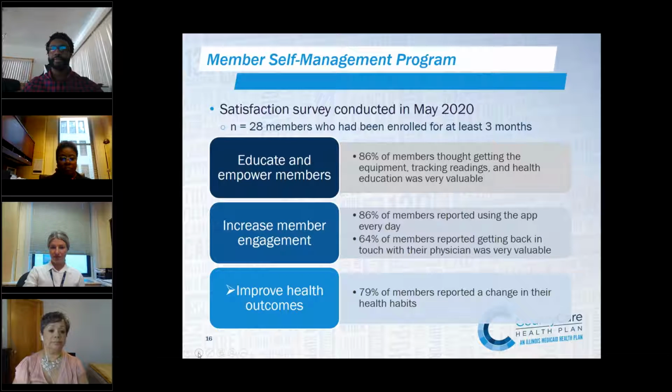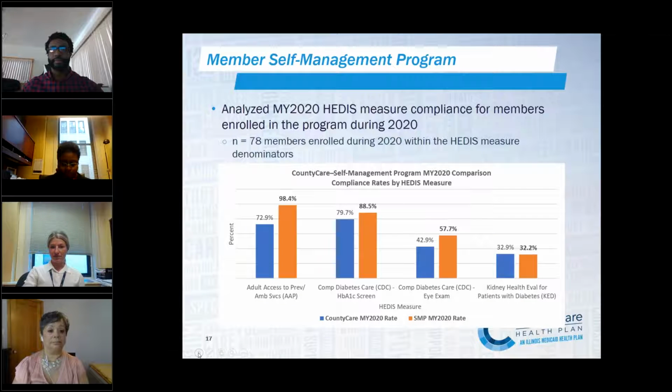To assess improvements on the next slide, with members receiving their recommended diabetes care and screenings, we compared HEDIS measure performance between members enrolled in the self-management program and CountyCare overall. What we see is members enrolled in the program were more likely to have had a visit with their primary care provider, a hemoglobin A1C screen, and diabetic retinal exam in 2020. As the member self-management program continues, CountyCare will continue to monitor outcomes to assess the impact.